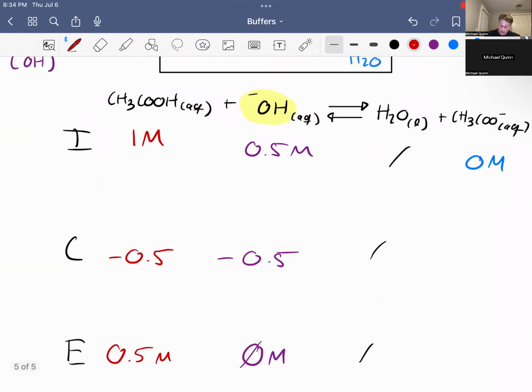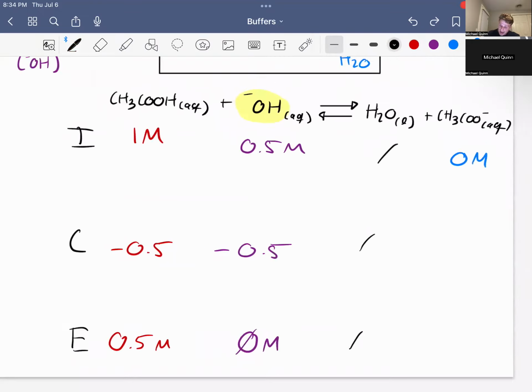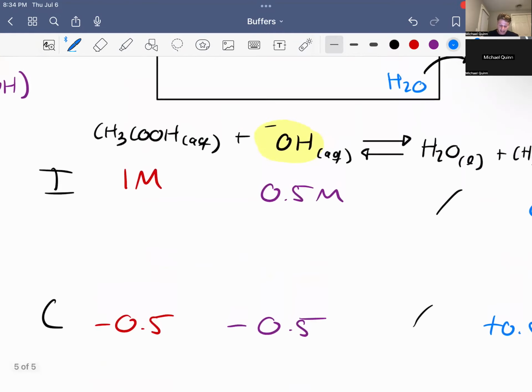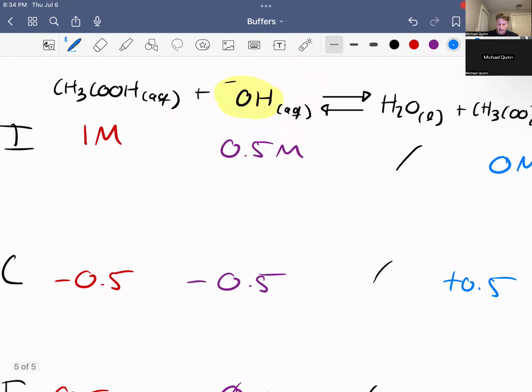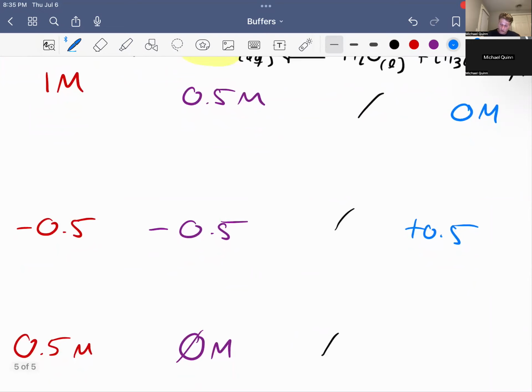So what happened on the product side? Well, we don't care about water, but we started with 0 of CH3COO minus. Now, what happened here? CH3COOH reacted with OH minus and gave it a hydrogen. So in the meanwhile, there are CH3COO minus molecules starting to form as this reaction runs. So this will be plus 0.5, right? Because every time we run this reaction, we are going to take CH3COOH, react it with OH minus, give it a hydrogen to create H2O and our conjugate base. So 0 plus 0.5 is 0.5 molar.